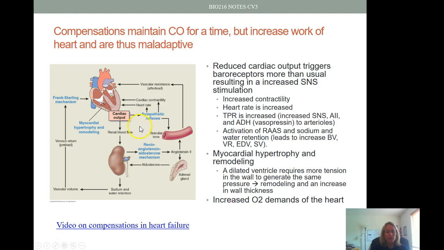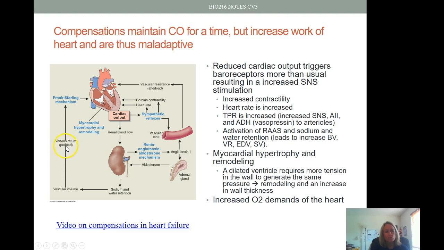Secondly, the reduction in cardiac output is going to result in a reduced renal blood flow, and this is going to activate the renin-angiotensin-aldosterone system. This is going to result in the production of angiotensin II, which is also going to cause vasoconstriction and increase the vascular resistance. Angiotensin II will also act on the adrenal gland to cause the release of aldosterone. Aldosterone will stimulate sodium and water retention, an increase in vascular volume.